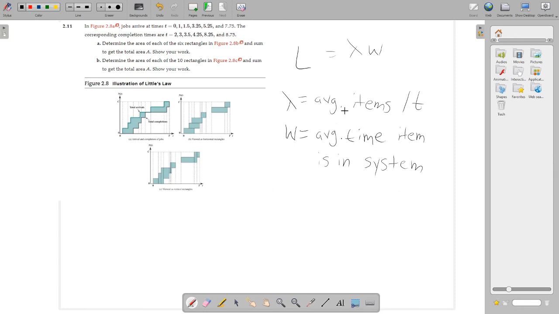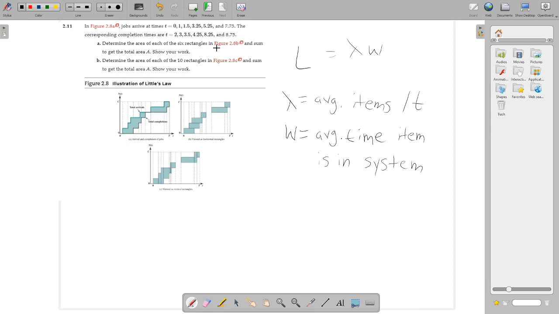So again, you'll hopefully notice that if we were to multiply these out, the units would cancel. This T is the same as that T in terms of units, and then we just get average items. Okay. So we would need to figure out the average items arriving per some amount of time, and then the average time an item is in the system. So this part actually only describes W, I believe.